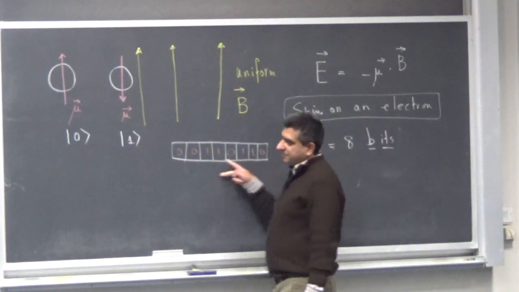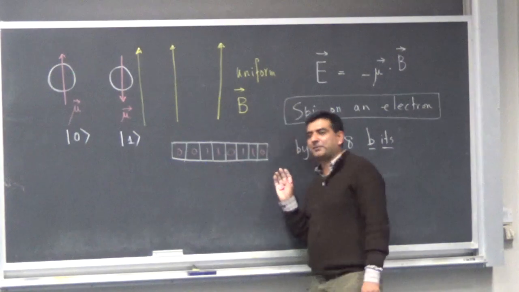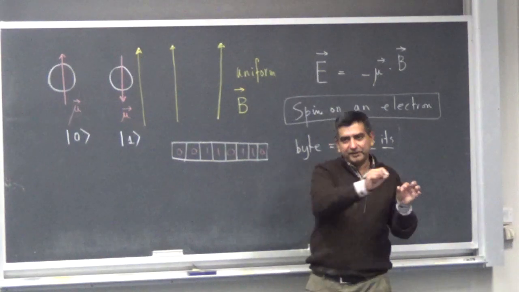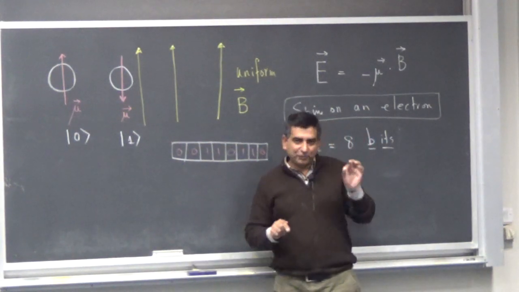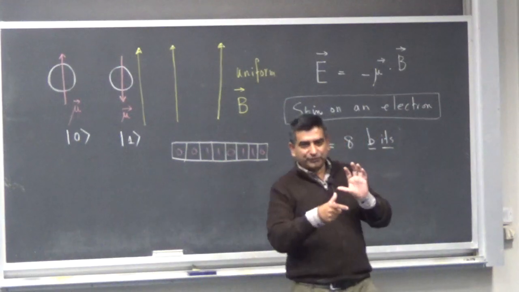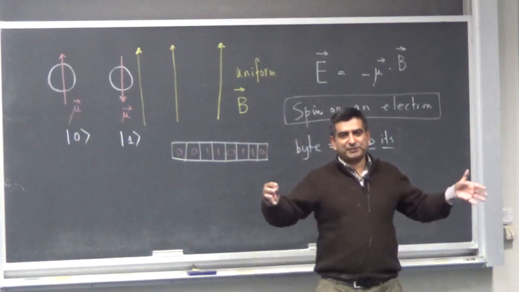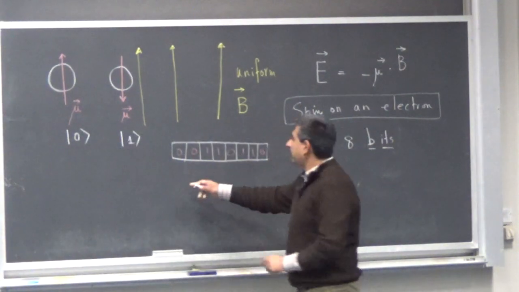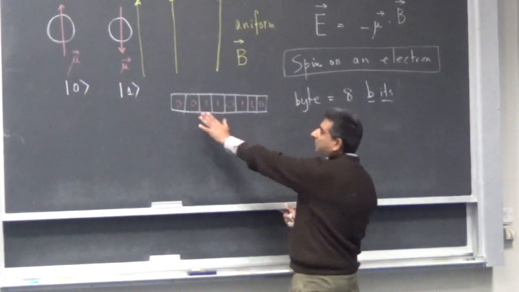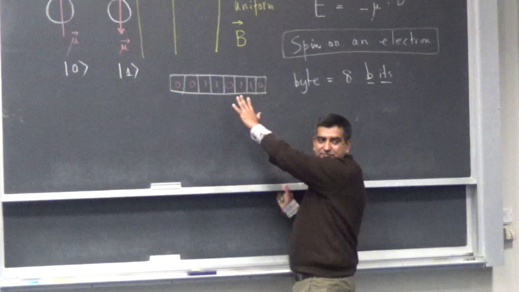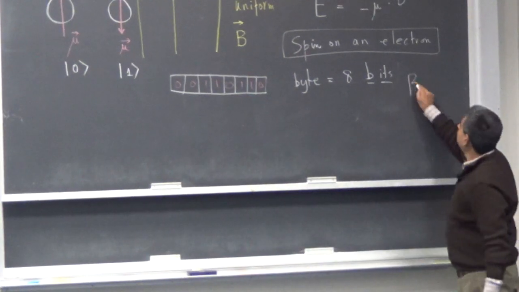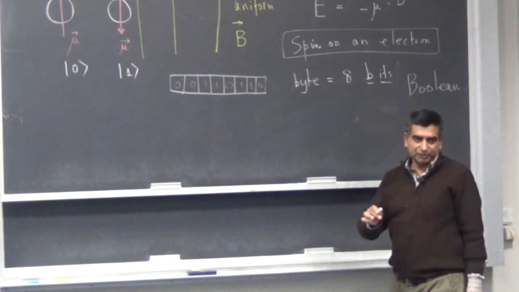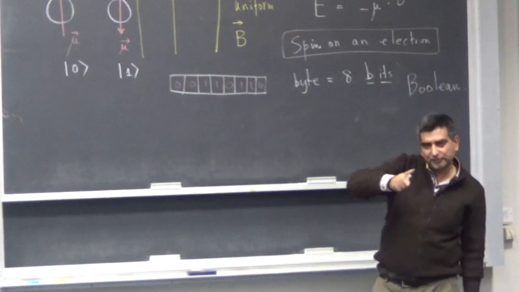Now, if this were a quantum register, say you had 8 photons somehow, or 8 electrons, or 8 ions in a trap, in a linear arrangement, which is called an ion trap, and you're looking at the spin of the ions, then you could have a quantum register. This is the state of this byte in Boolean logic. Come across this word Boolean? Boolean logic, base 2 logic, because there are two possibilities, zeros and ones.